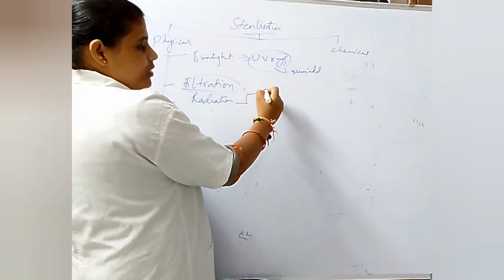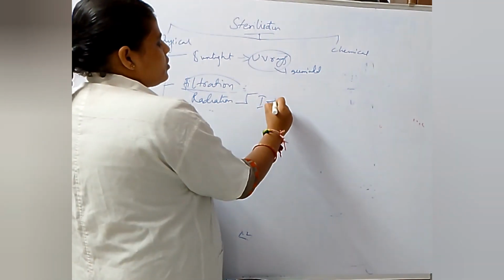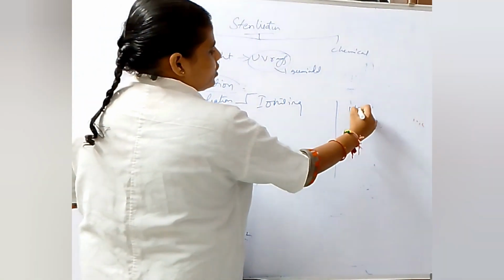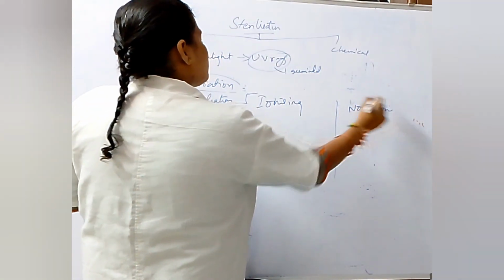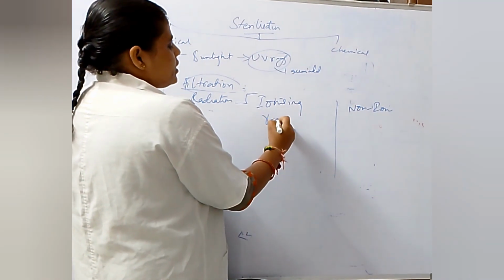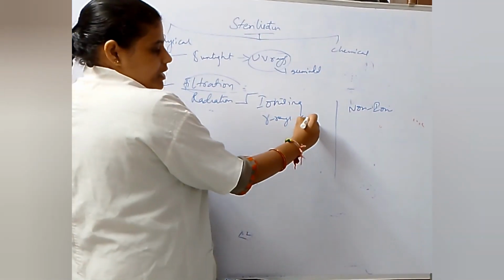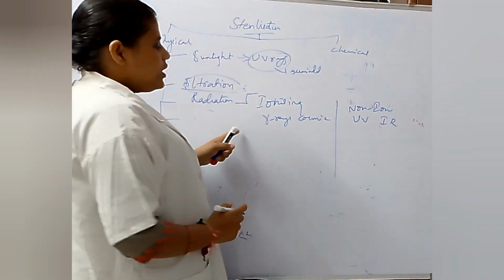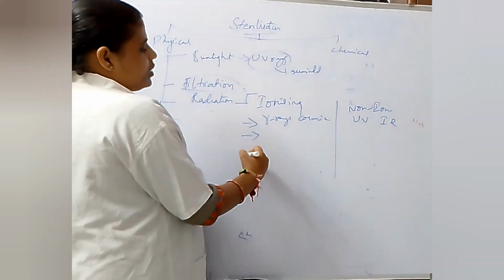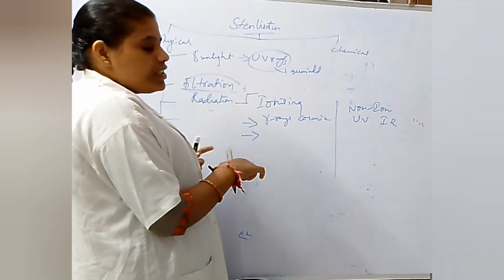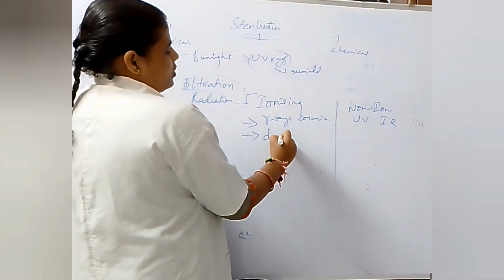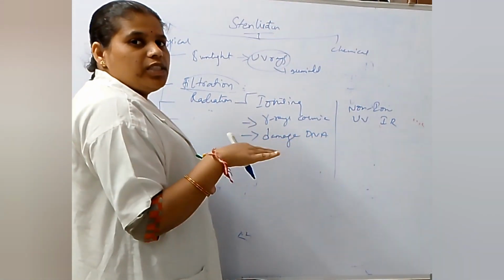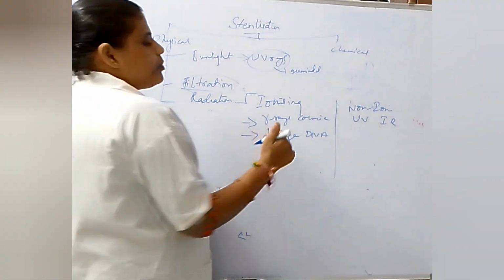Two types of radiation: ionizing and non-ionizing. In ionizing we have gamma rays and cosmic rays. In non-ionizing we have UV rays and IR rays. By using ionizing radiation we can damage the DNA. Non-ionizing cannot damage the DNA, but it can interfere with DNA replication.